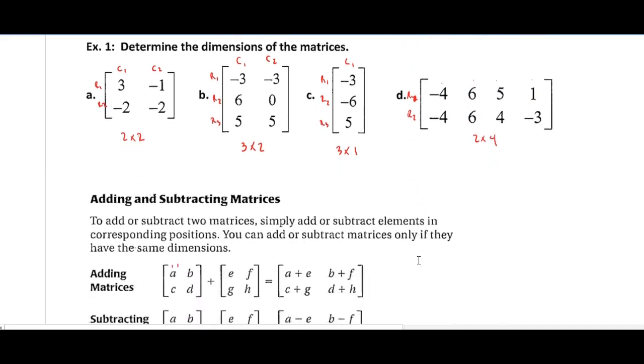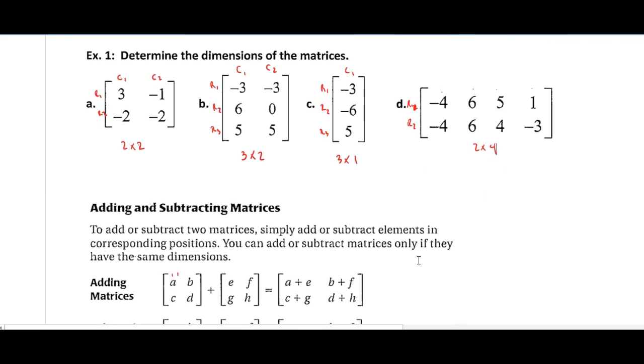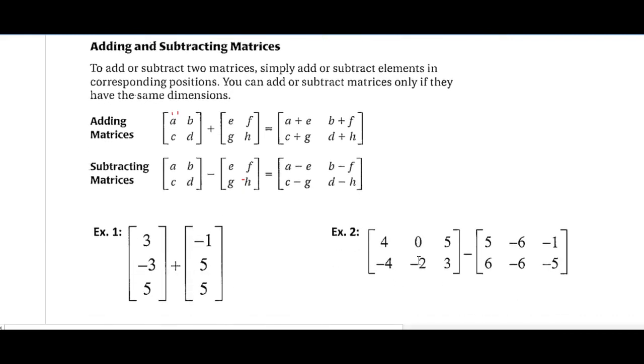Okay, so being able to determine the dimension of a matrix is important not only for today's lesson, but the next lesson also. So adding and subtracting matrices. To add or subtract 2 matrices, you're basically adding or subtracting the elements in the corresponding positions, right? So if I look here, I have row 1, column 1. Here's row 1, column 1. These are corresponding elements, and if I go ahead and add them together, that would give me my new element.